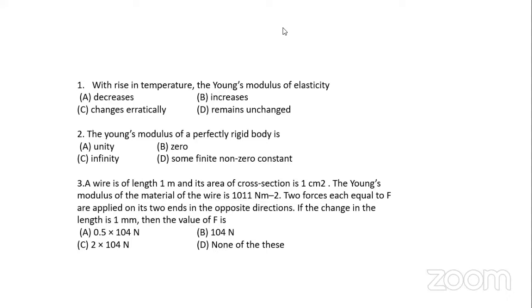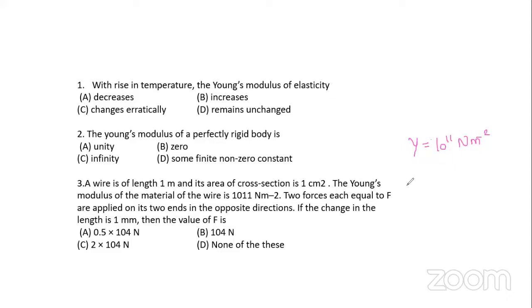The length is there, the area of cross section is given, then the Young's modulus of the wire is given, right? Let us calculate. What you need to calculate is the value of the force applied. We need to calculate how much force is applied, students. For that, length is given, area of cross section is given, then Young's modulus is given as 10 to the power of 11 Newton per meter square.